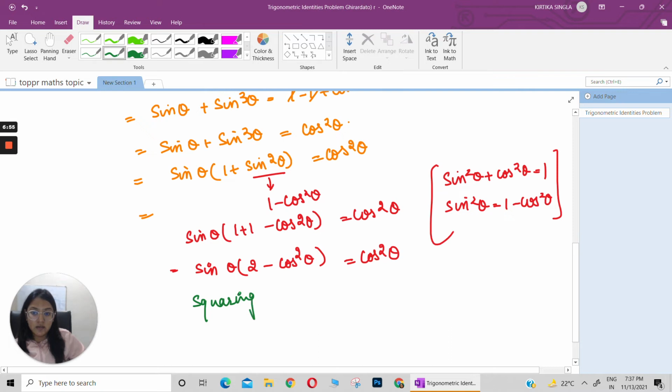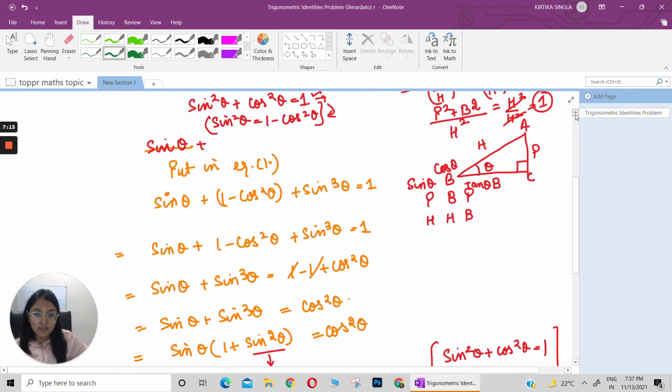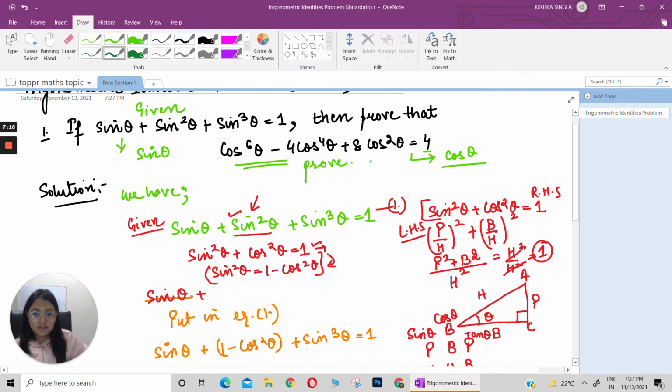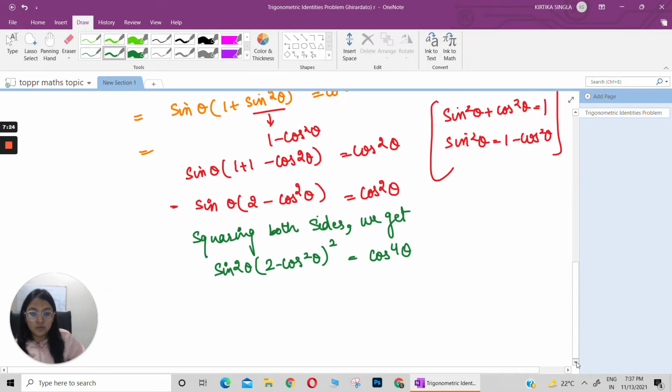Squaring both sides, we get sin²θ(2 − cos²θ)² = cos⁴θ. If you can see above, we are reaching our destination. In our proof we have cos⁴θ and cos²θ, and we are easily reaching this point.